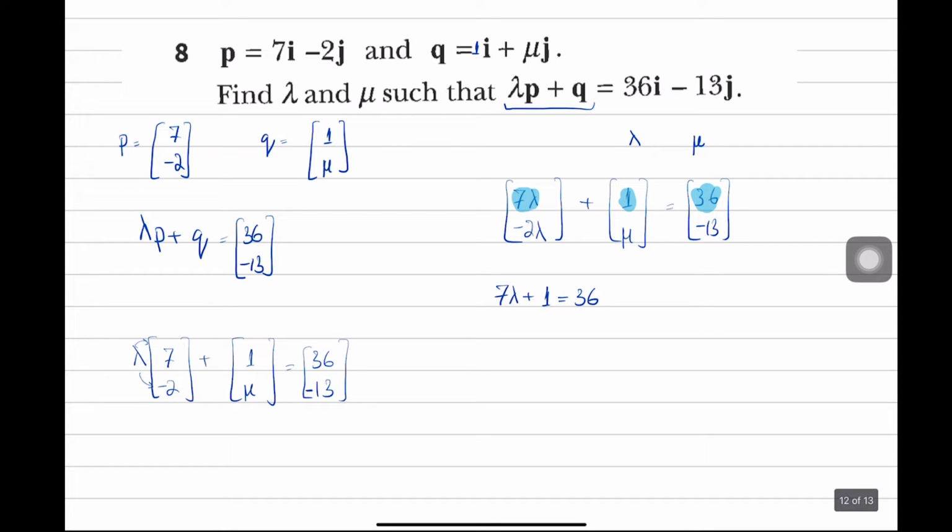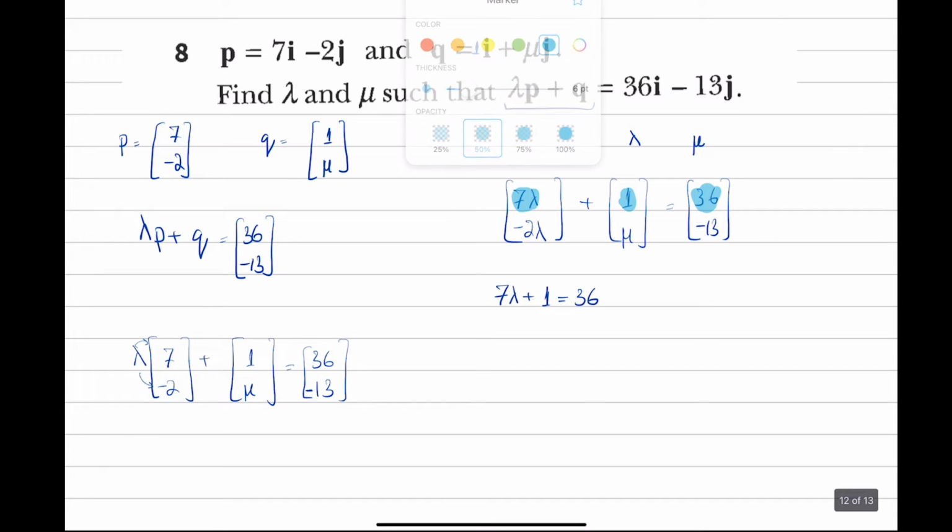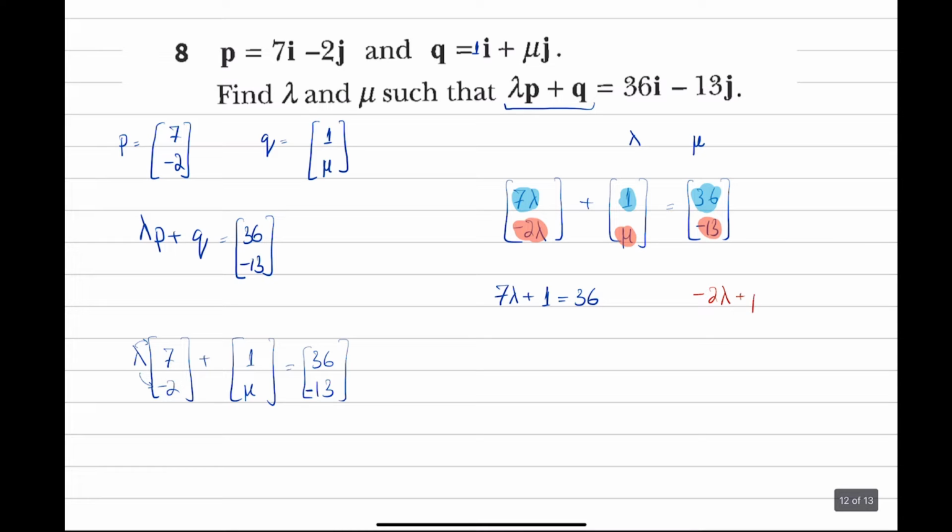Now if you want, you can solve this equation further and find the value of lambda, or you can write down the two equations first and then solve them one by one. In fact, I'll write down the two equations side by side, and then we'll solve both of them to find out the value of lambda and mu. So here's the y component, or you can say the j component, of the first vector. Here is the j component of the second vector. Here's the j component of the vector after the equals to sign. So what does that mean? That means minus 2 lambda plus mu equals to minus 13. Okay, so here's the second equation.